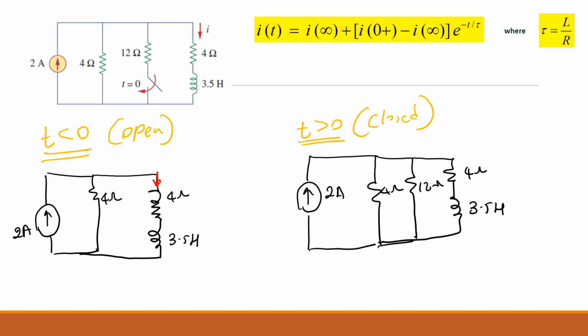When it is open, we don't consider the 12. Yes, because that path is open, no current is flowing across that resistor. You can ignore it to find the voltage, but if you want to find the RTH, in this case we are finding the RTH not using that circuit, but using this one, because that is the circuit for t more than 0. You can't ignore any of the resistors when you find the RTH. Even though there is no current flowing across the resistor, you still need to consider it to find the RTH.